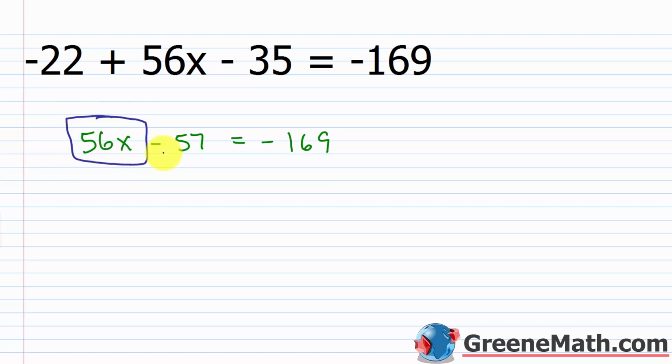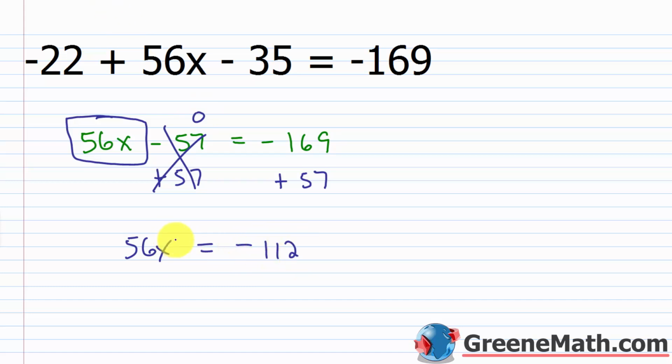So what I'm going to do, since I'm subtracting away 57 from the 56x, I'm just going to add 57 to both sides of the equation. Okay, that's all I'm going to do. That's because subtracting away 57 and adding 57, those operations would cancel and become 0. So on the left, I would have 56x, right? That's going to cancel and be 0. And this is equal to negative 169 plus 57 is negative 112.